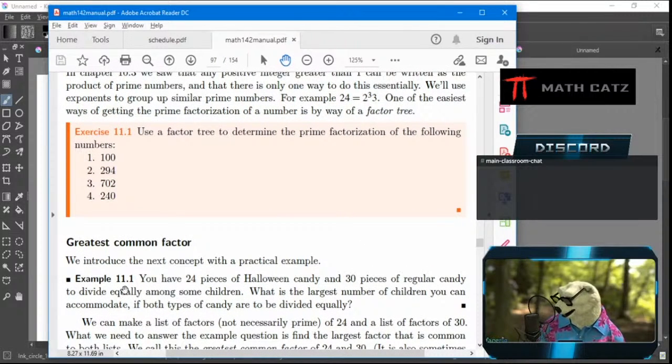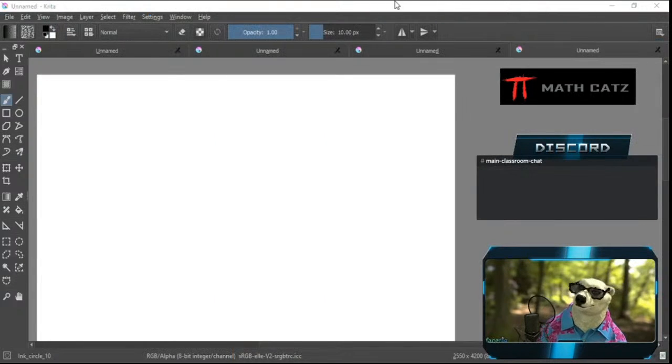Example 11.1. You have 24 pieces of Halloween candy and 30 pieces of regular candy to divide equally among some children. What is the largest number of children you can accommodate if both types of candy are to be divided equally? Though I don't know the difference between Halloween candy and regular candy. I thought all candy is Halloween candy, but whatever. You have 24 pieces of one type, 30 pieces of another type, and you want to split them up so that everyone gets the same number of pieces.